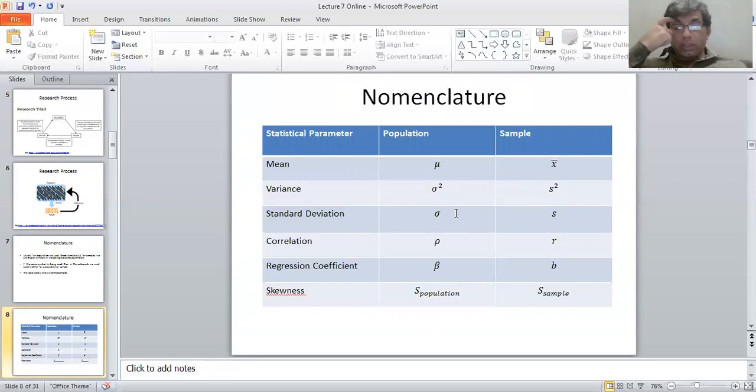Correlation is also another very important parameter for the linear analysis between the variables. When the correlation is taken for the population, it is indicated with a symbol rho, and when the correlation is taken for the sample, it is indicated with a symbol r, small r. Likewise, regression coefficients, beta for the population, b for the sample, and skewness. Skewness for the population is indicated with S subscript population. Skewness for the sample is indicated S with the subscript sample.